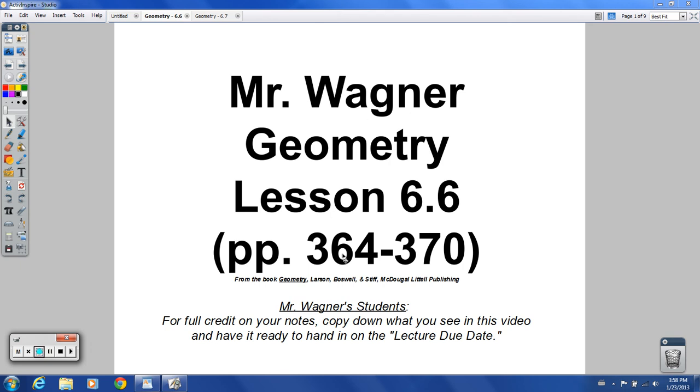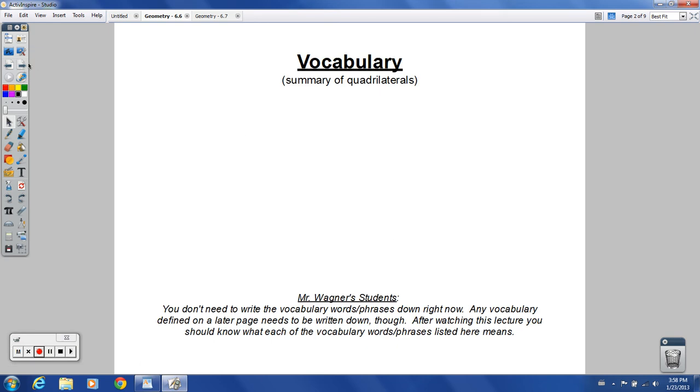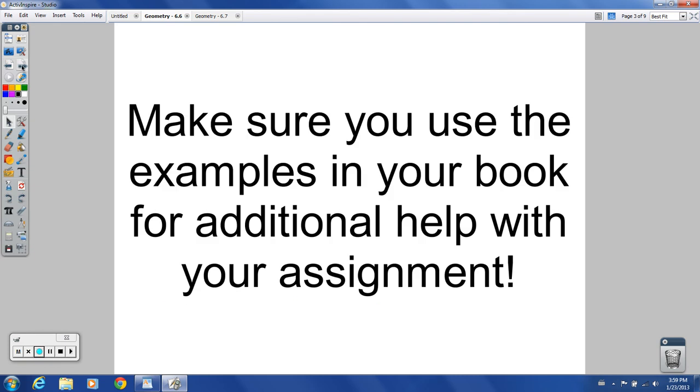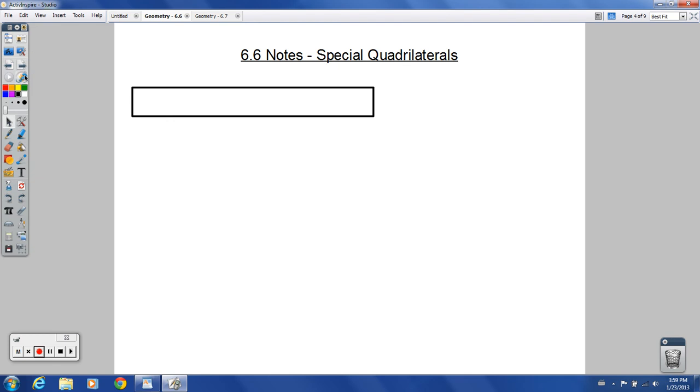It can be found on these pages, and we are not having any new vocabulary with this lesson. We are going to do what I'm calling a summary of quadrilaterals. So we're going to summarize what we've learned so far in this chapter and do some example problems to go along with that summary, the kind of tree diagram we're going to draw. You could call it that. And so let's start with this.